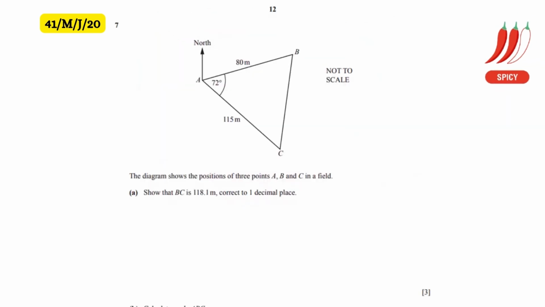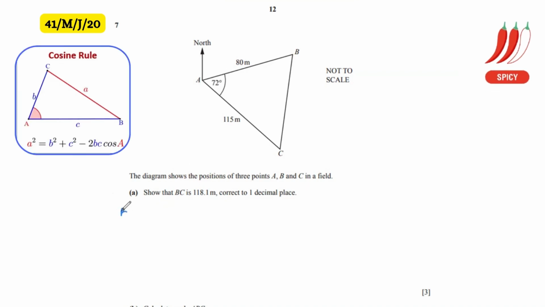Next question says the diagram shows the positions of 3 points A, B, and C in a field. Show that BC is 118.1 meters correct to 1 decimal place. So once again, as you can see, we have two lengths and the angle between them, which means we'll apply cosine rule. So BC square equals AB square plus AC square minus 2 times AB times AC times cos of angle A.